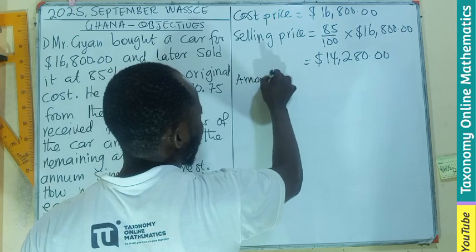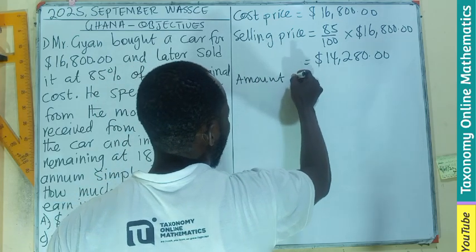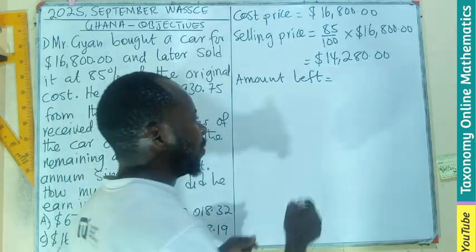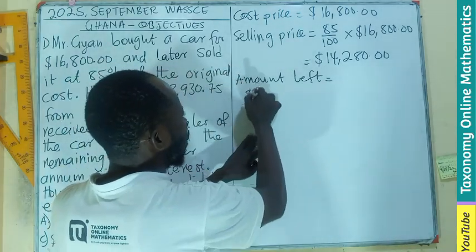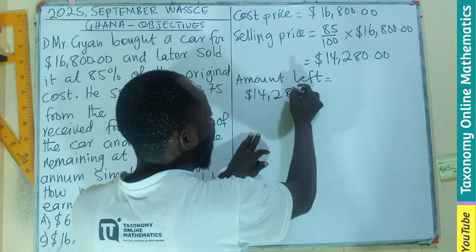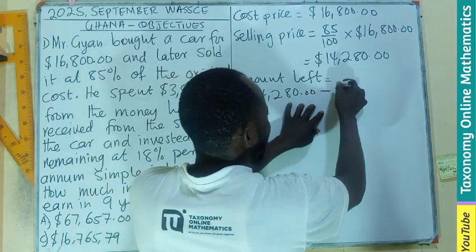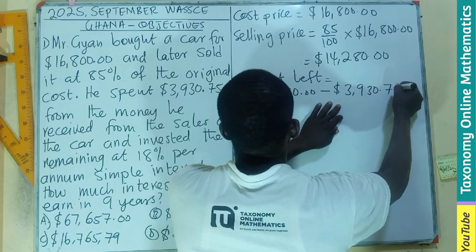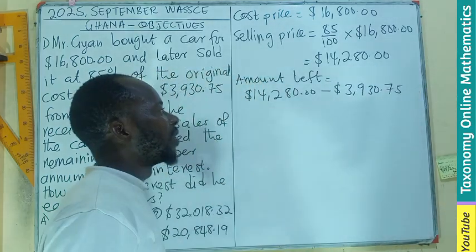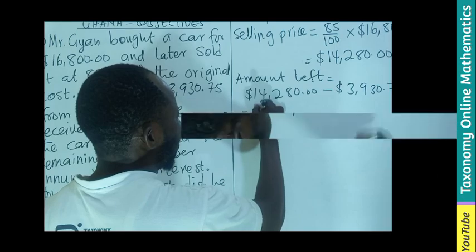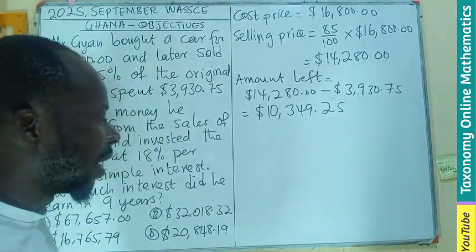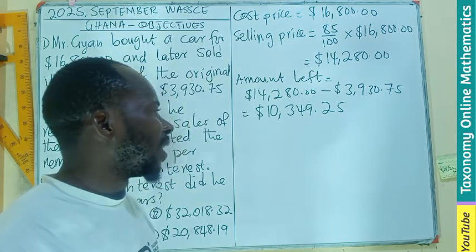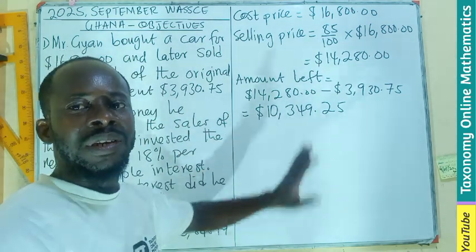So amount left, or remaining. That is going to be what I received, 14,280, minus what I spent, 3,930 dollars and 75 cents. Let's do that. So $10,349 and 25 cents. So this amount is what is left.